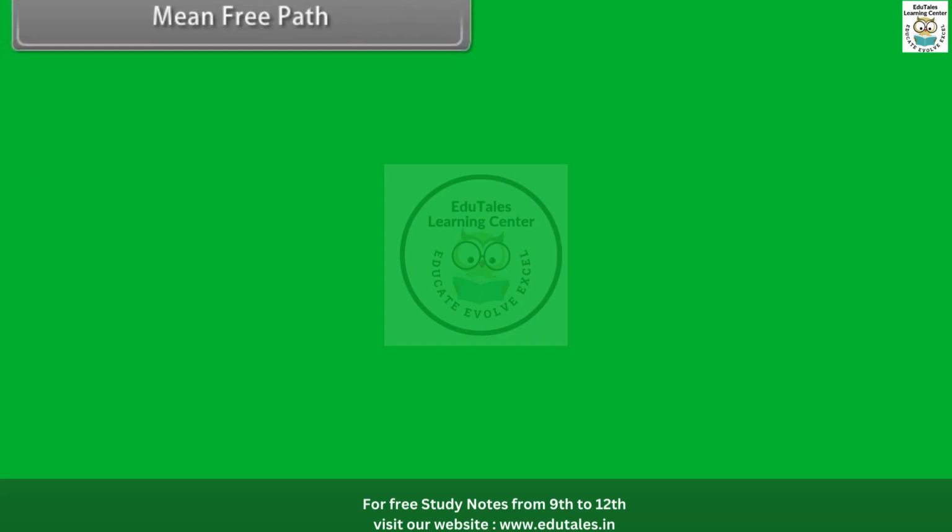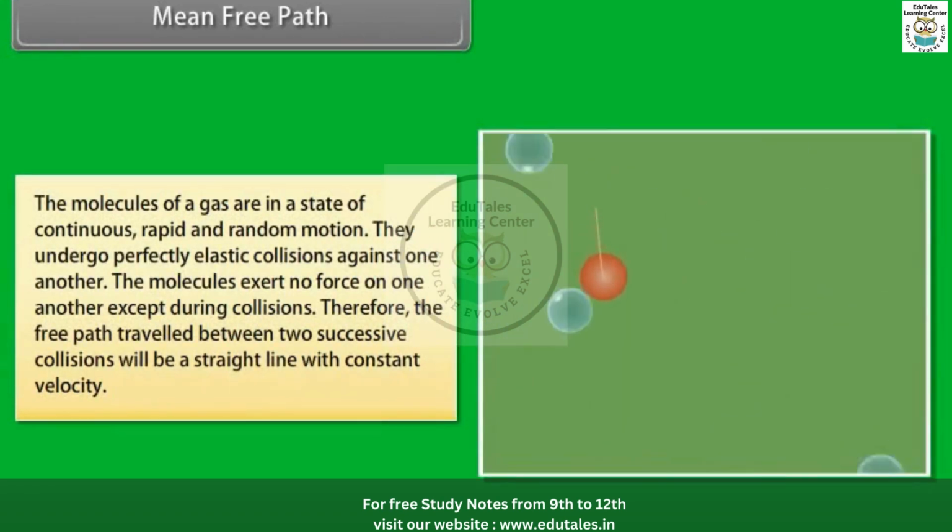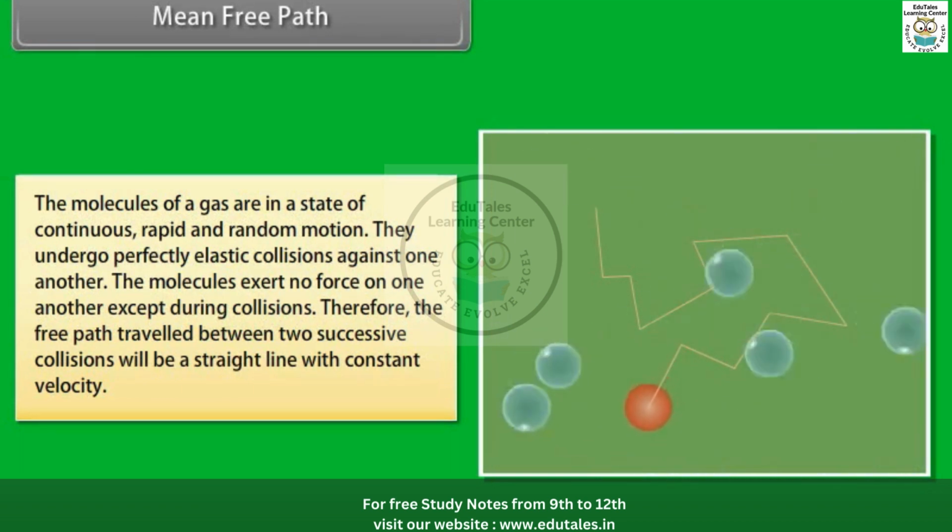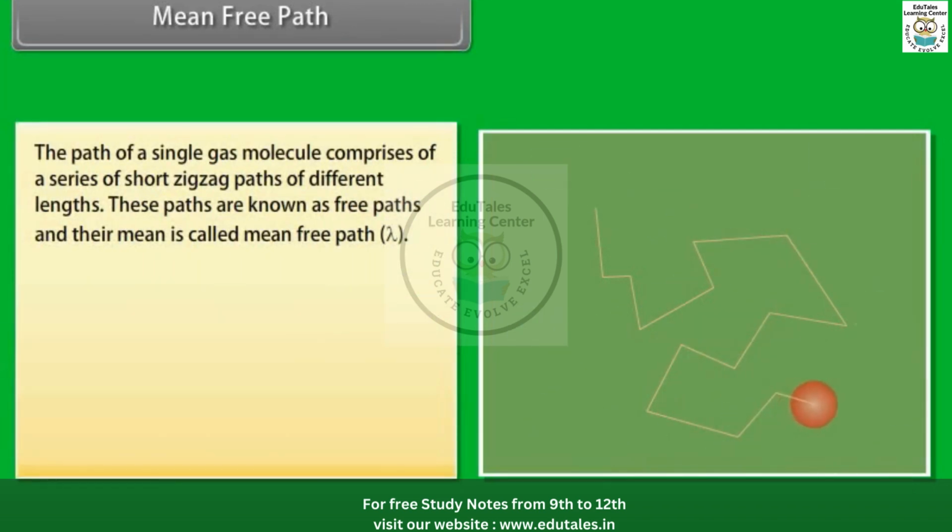Mean free path. The molecules of a gas are in a state of continuous, rapid and random motion. They undergo perfectly elastic collisions against one another. The molecules exert no force on one another except during collisions. Therefore, the free path travelled between two successive collisions will be a straight line with constant velocity. The path of a single gas molecule comprises a series of short zigzag paths of different lengths. These paths are known as free paths and their mean is called mean free path.